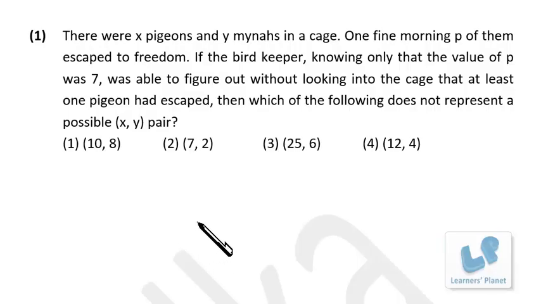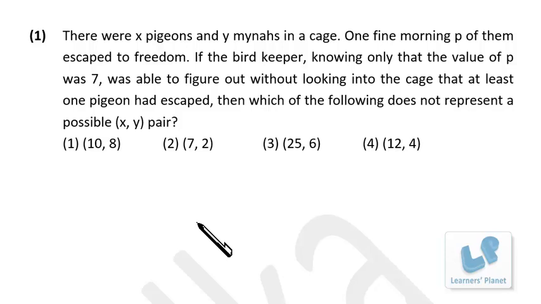Now let's see this question. There were X pigeons and Y maynas in a cage. One fine morning, P of them escaped to freedom, if the bird keeper knowing only that the value of P was 7. That means in all pigeon plus mynah, 7 birds escaped to freedom. Okay, and he was able to figure out without looking into the cage that at least one pigeon has escaped. Then which of the following does not represent the possible XY pair?